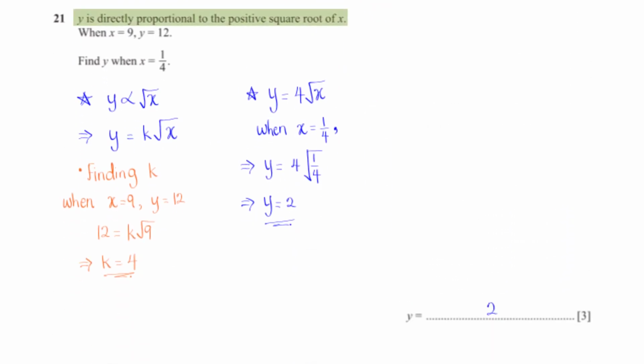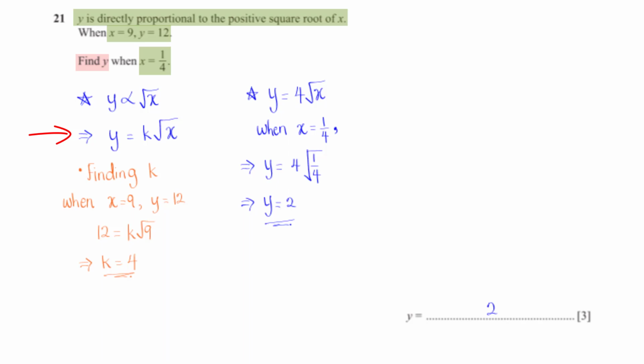Y is directly proportional to the positive square root of x. When x equals 9, y equals 12. Find y when x equals 1 over 4. In mathematical terms, let's rewrite the statement. So y is directly proportional to the square root of x, and this means that y is equal to a constant which we'll call k times the square root of x.